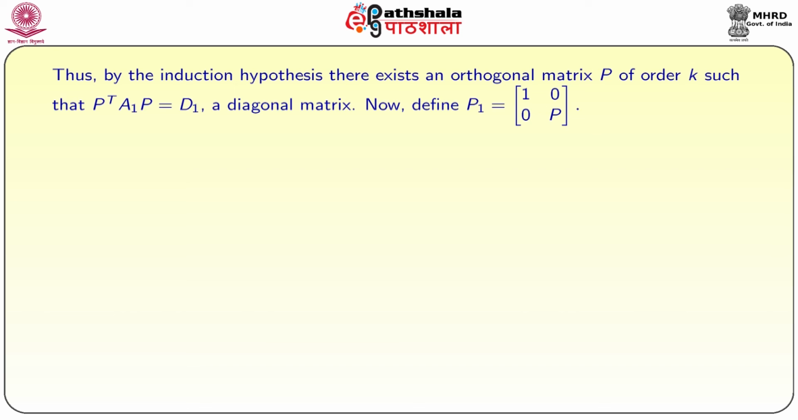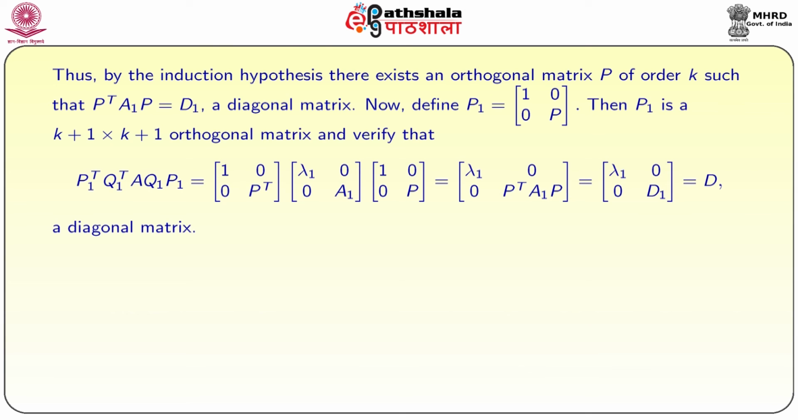By the induction hypothesis, there exists an orthogonal matrix P of order k such that P transpose A1 P equal to D1, where D1 is a diagonal matrix. Now, we define P1 equal to 1, 0, 0, capital P. Here 0 means an appropriately sized zero, either a row vector or a column vector. So, P1 is a k plus 1 cross k plus 1 matrix. Further, it is an orthogonal matrix as well.